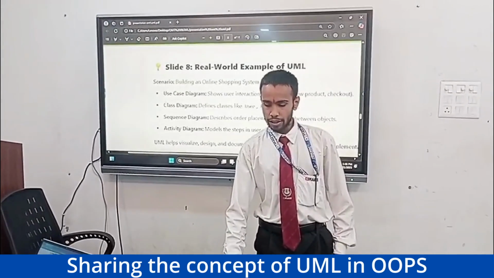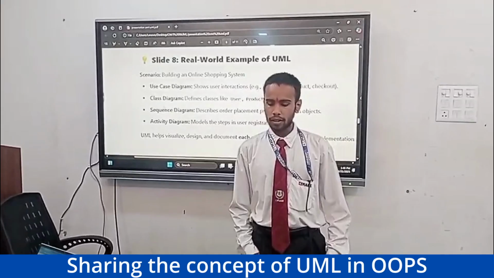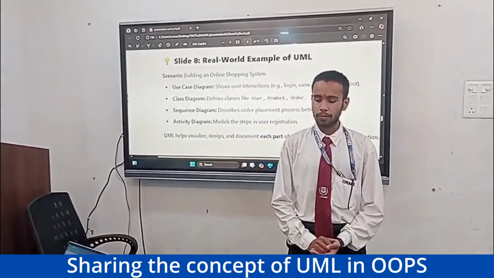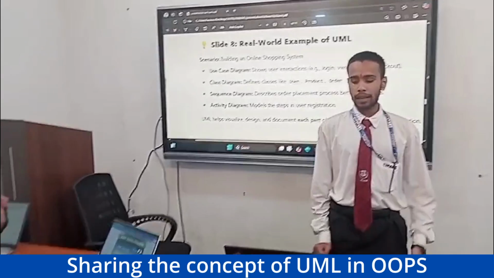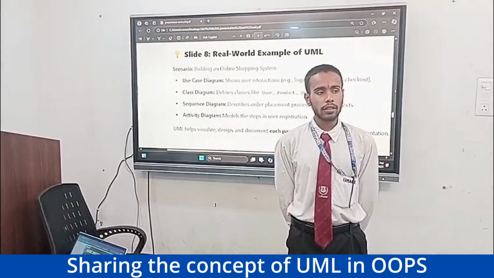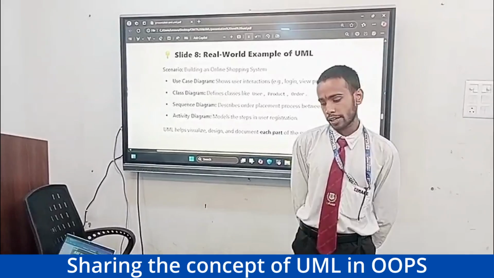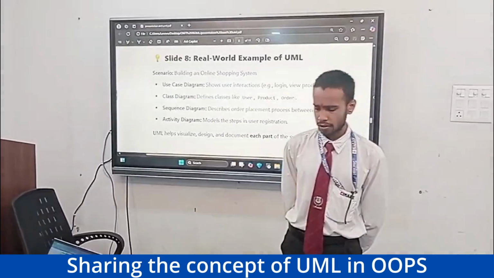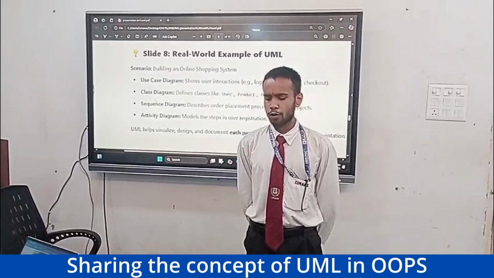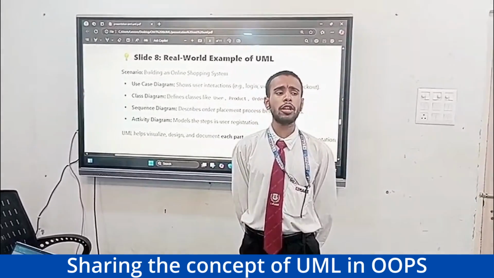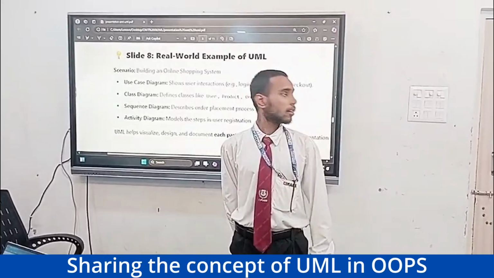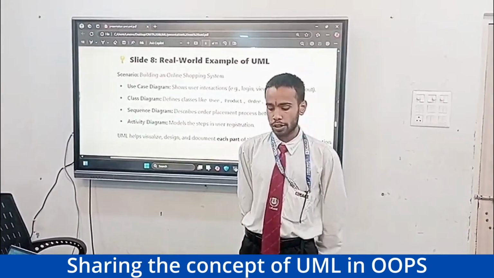Now, the real world example of UML. We can make a scenario of building an online shopping system. We can make the use case diagram here, meaning the user side and the administrator side. There is login, view product, checkout. So there is a user module, and the user is intending to use the interface of the user module only.